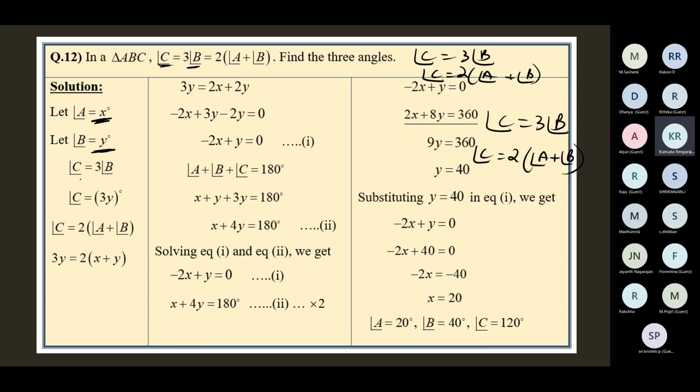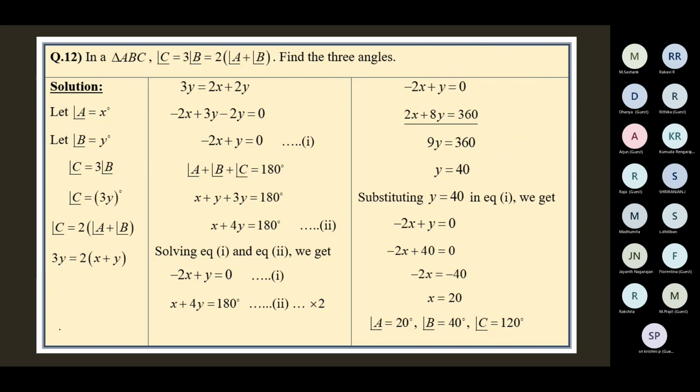Now, I have used this information. Angle C is equal to thrice of angle B. So what is angle C? Angle C is equal to 3y, because it is 3 times angle B and angle B is y. Now, angle C is also equal to twice of A plus B. So angle C is 3y, and 3y is equal to 2 times x plus y. Is that understood, children? What I've done so far? I've called angle A as x. I've called angle B as y. Yes, ma'am.